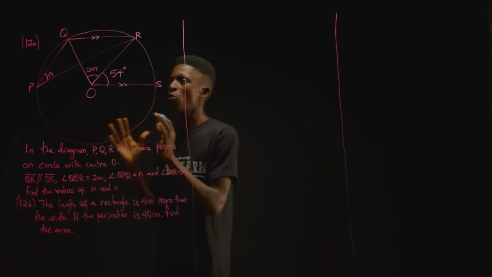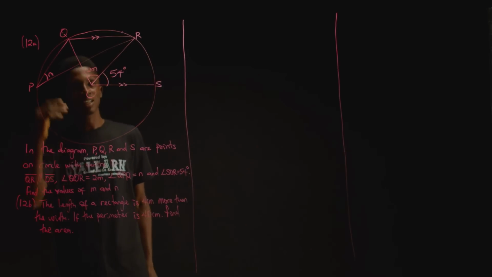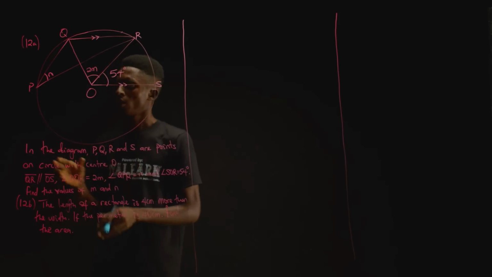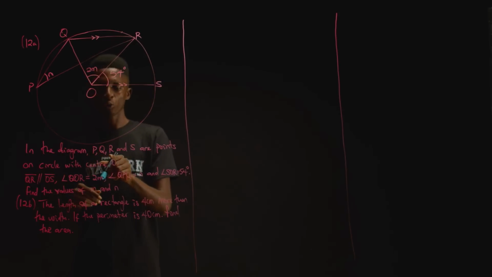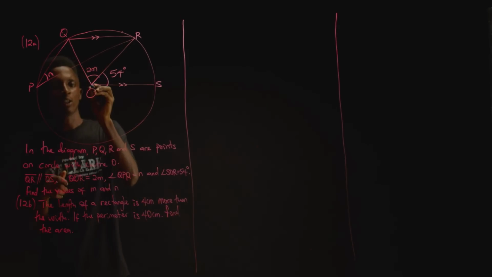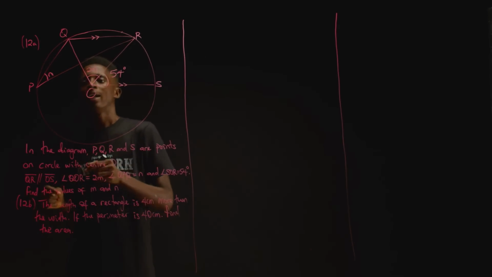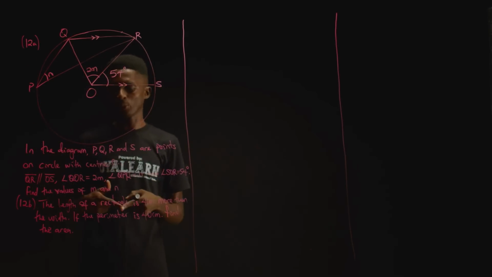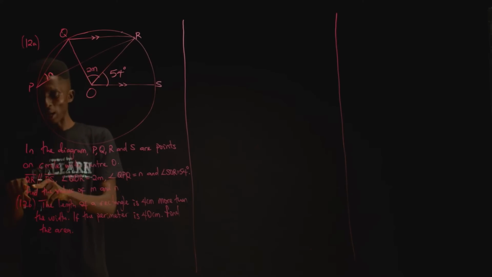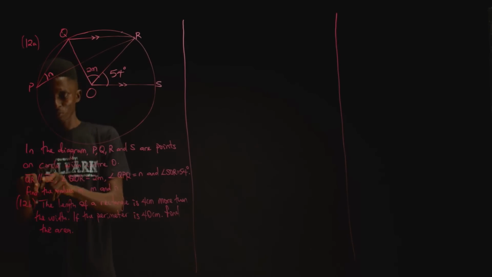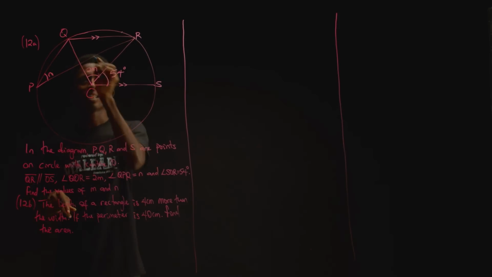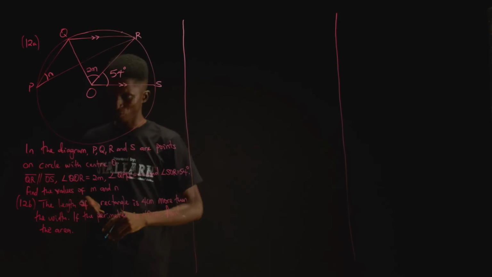Let us now solve question 12. Question 12a starts with this diagram. Please take note, this is not drawn to scale. In the diagram, P, Q, R, and S are points on a circle with center O. That is, this point O here is the center of the circle, and then we have P, Q, R, and S as points on the circle. We're given that QR is parallel to OS. So OS and QR are parallel, right?